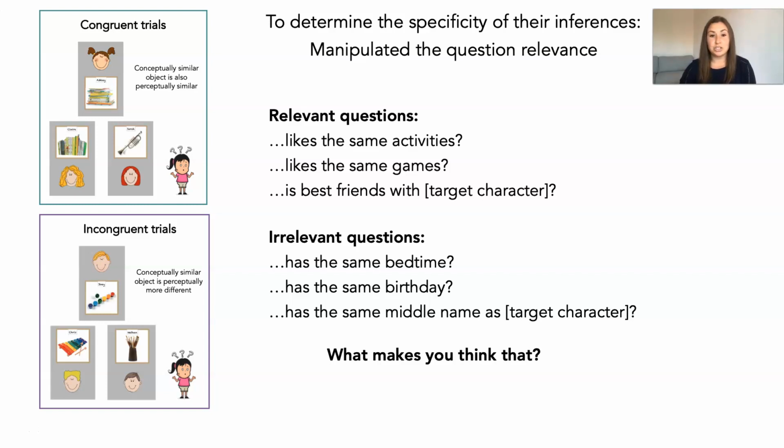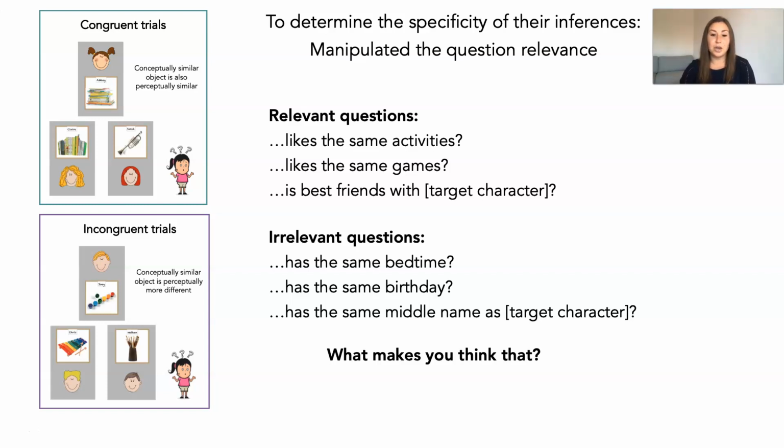After seeing a triad of characters and their objects, children were then asked to make 2 inferences in each trial. One question always asked about relevant topics, such as which character liked the same games, same activities, or was best friends with the target. And the other question always asked about other irrelevant dimensions, such as which character had the same bedtime, birthday, or middle name as the target. And we asked these 2 types of questions to examine whether children make specific and warranted inferences about shared interests, or whether they overgeneralize and infer that people with similar artifacts are more similar on any given dimension.